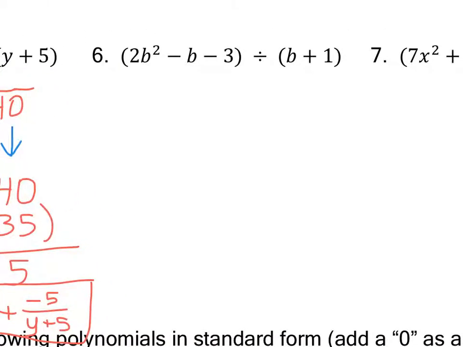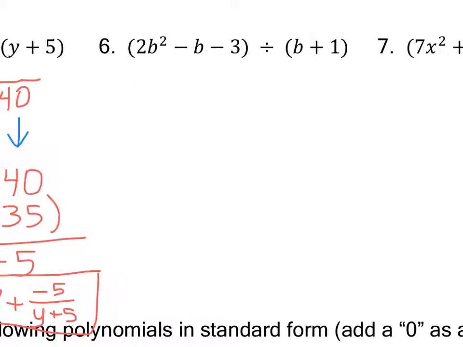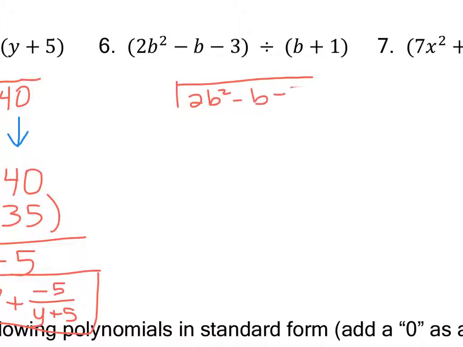Okay, so let's do number 6. Okay, again, I'm going to get it all set up. I got 2b squared minus b minus 3, and I'm being divided by b plus 1. So remember, again, we're only going to be worrying about how much the b will go into it. So b goes into 2b squared. So I'm going to write 2b squared divided by b leaves me with 2b. So 2b on the top.